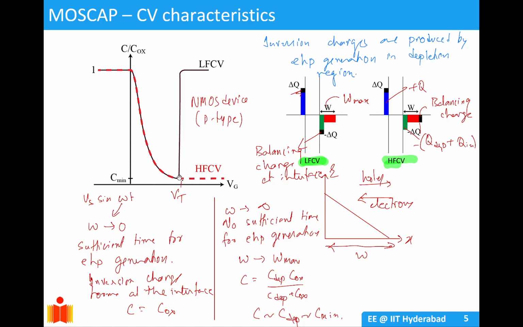hence you will reach a constant minimum capacitance. This is called your C min, and this is equal to 1 by C ox plus 1 by C depletion, which corresponds to your maximum depletion width.